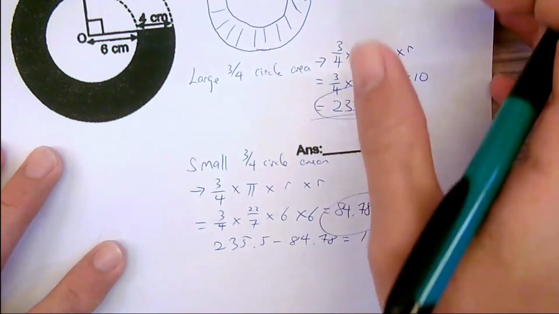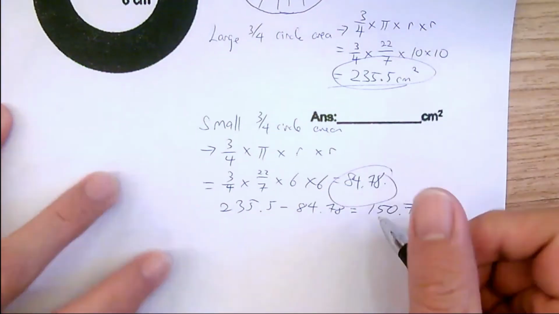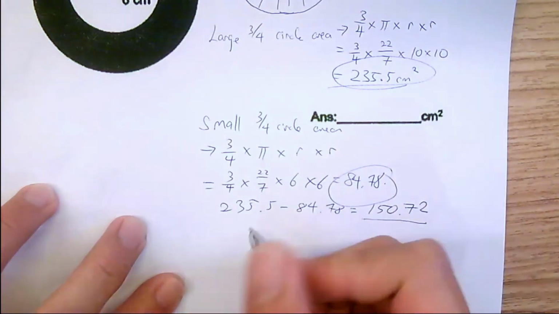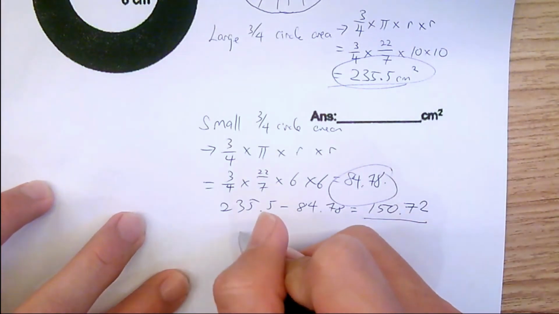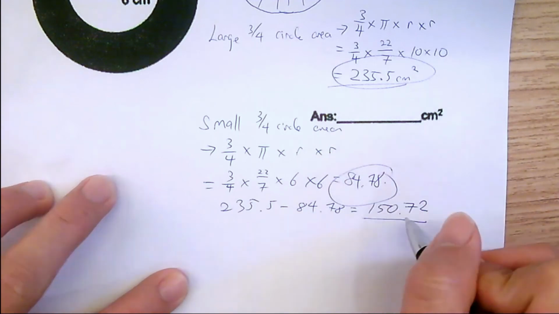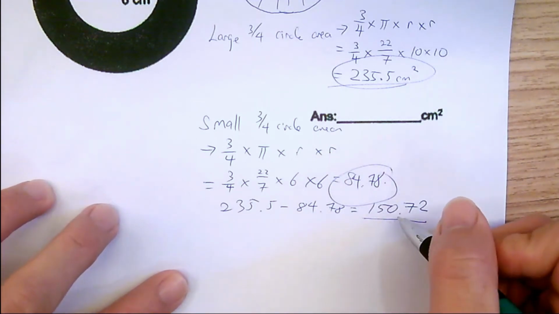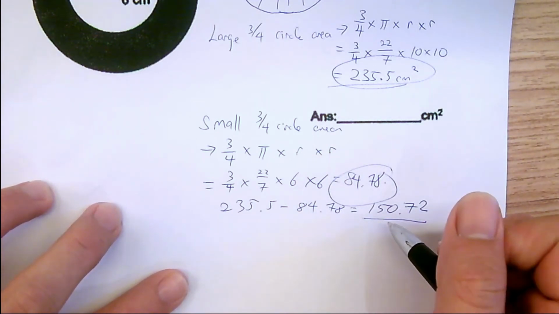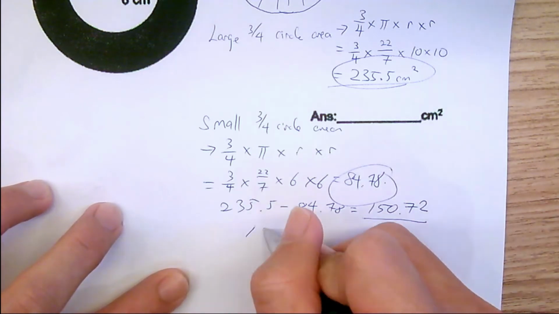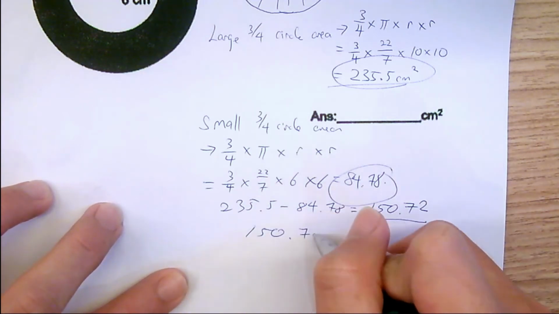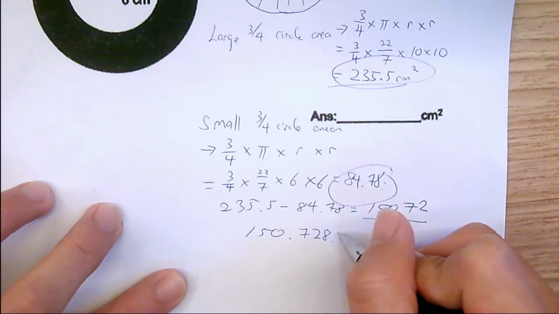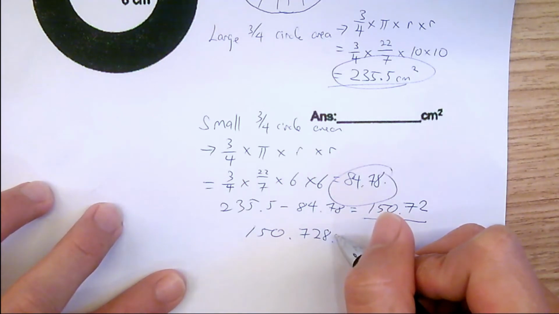But for your benefit, let's say for example my answer is not this. Let's say that the answer you get, after using the calculator's value of pi, is 150.728. How are you going to correct this to 2 decimal places?